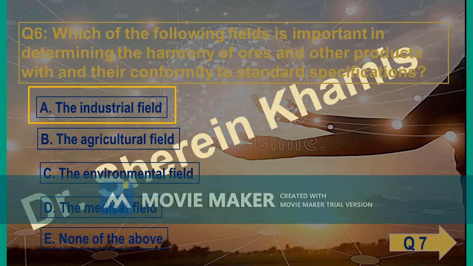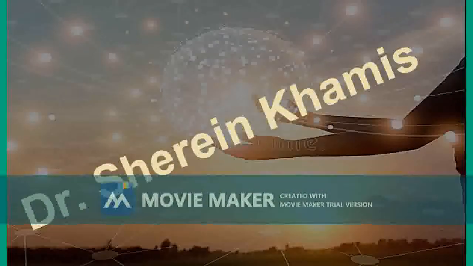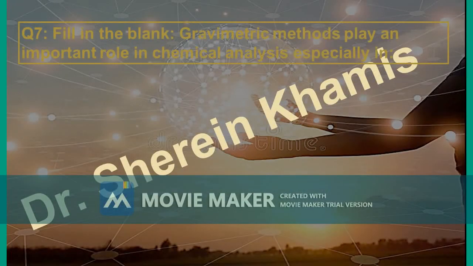Okay, we want to know the producing of different substances, so it is related to the industrial field. Okay, let's go to question number 7. Question number 7 says, fill in the blank. Gravimetric methods play an important role in chemical analysis, especially in space. Here we have the answer, we want the answer here in the spaces.